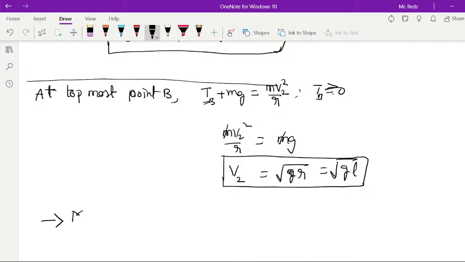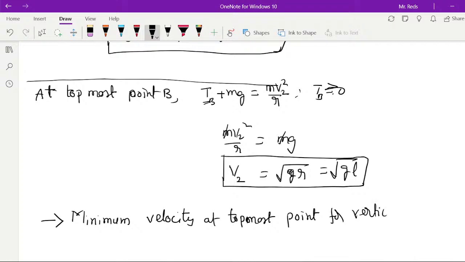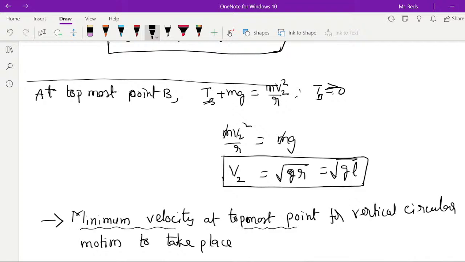What is this? Minimum velocity at topmost point for vertical circular motion to take place. The minimum velocity at the topmost point, to take the vertical circular motion to take place, is v2 is equal to square root of gL.